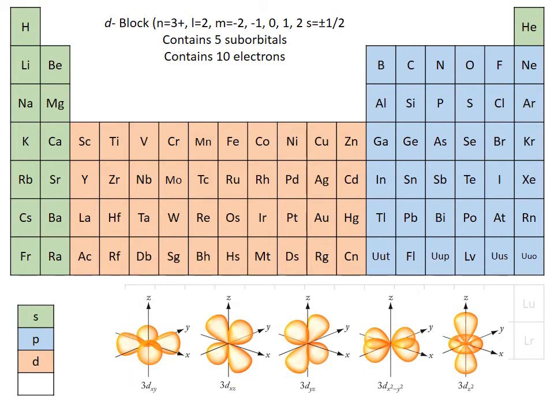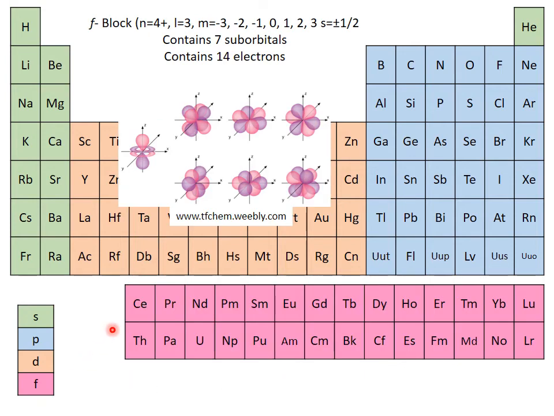If we keep going, we have the f block here at the bottom, the lanthanides and the actinides. L equals 3 for an f orbital, so n must be 4 or more. m can be -3 to +3. 7 values means there are 7 suborbitals, as you can see here. Each suborbital can hold 2 electrons, so all of these suborbitals contain 14 electrons in total.